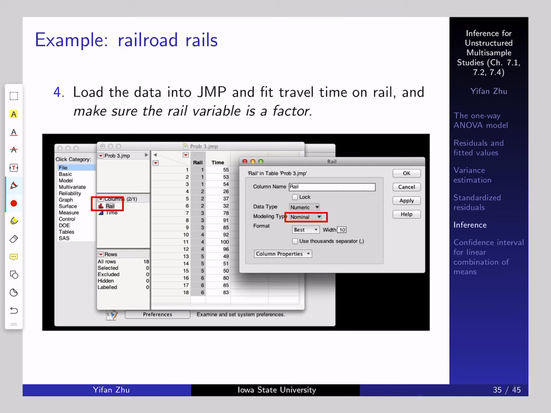So we will use JMP to fit this one-way ANOVA model. We first need to load the data into JMP and fit travel time on rail, and make sure the rail variable is a factor. In the column assumption, the modeling type should be nominal here. There's going to be another video for doing this in JMP, so check that video out.